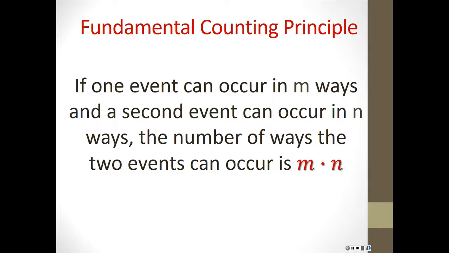Then the number of ways the two events can occur, if I toss the coin and roll the die, the number of different outcomes would be m times n. So if I tossed a coin and then rolled a die, the number of ways that those events could happen together would be 2 times 6, or 12. Because I could toss a head and then the number 1, or a head and the number 2, or a head and the number 3, and a head and the number 4, and so forth. So all this is a way to count those without having to actually list them out.